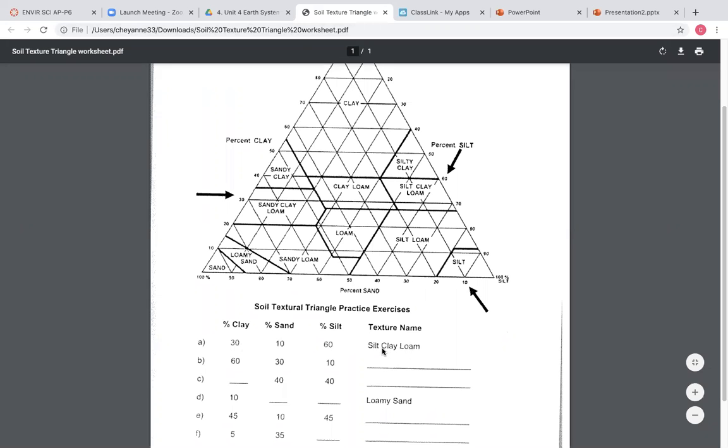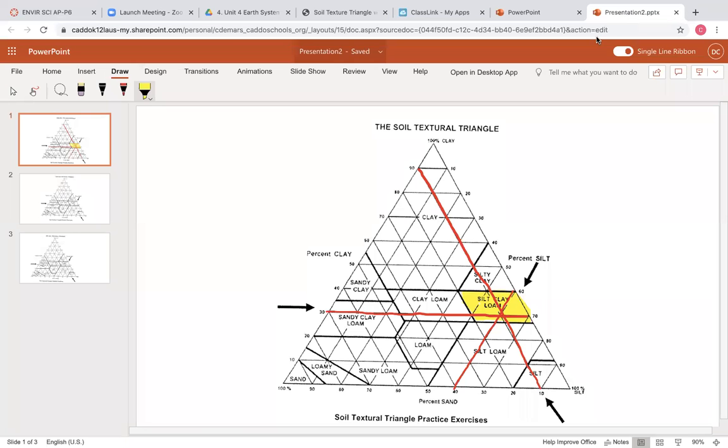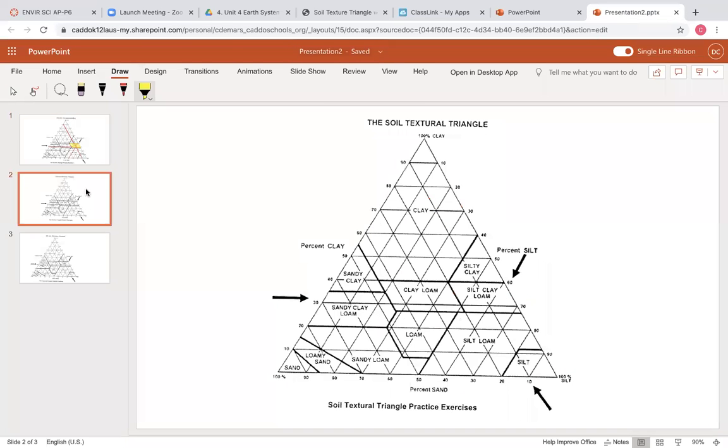So now let's look at the next one. It tells us that we have 60% clay, 30% sand, and 10% silt. So we need to find the texture name for this soil. So if we go back to the chart where I can draw, so we said we have 60% clay. So remember to find the correct side of the triangle, 60%, and look at which direction we need to draw our line. So I'm finding 60%. My arrow says to go straight across.